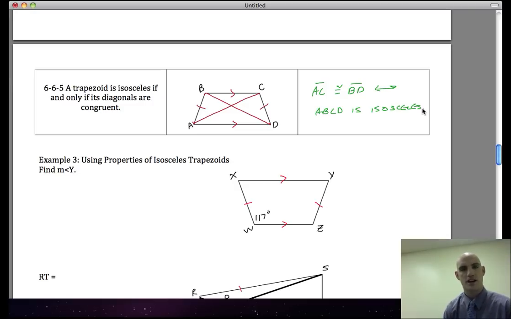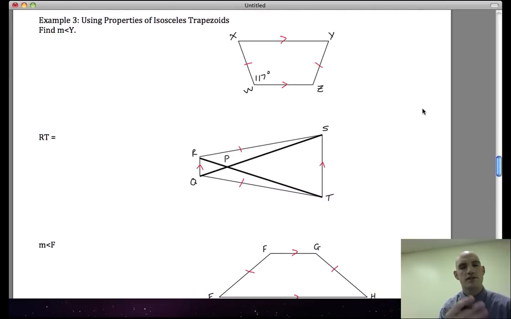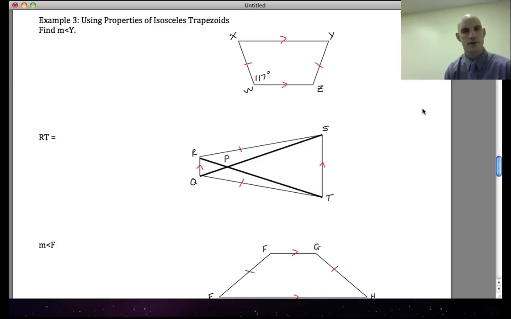So let's fulfill that second objective. Let's use the properties of isosceles trapezoids to find some measures and to solve some problems. We're going to find the measure of angle Y. It's important that in an isosceles trapezoid, or if we're talking about any kind of trapezoid, we understand that two of the sides are parallel, which gives us a lot of things that we already know how to do. Because if they're parallel, then we have things like alternate interior angles, alternate exterior angles, same side interior angles, and consecutive angles.